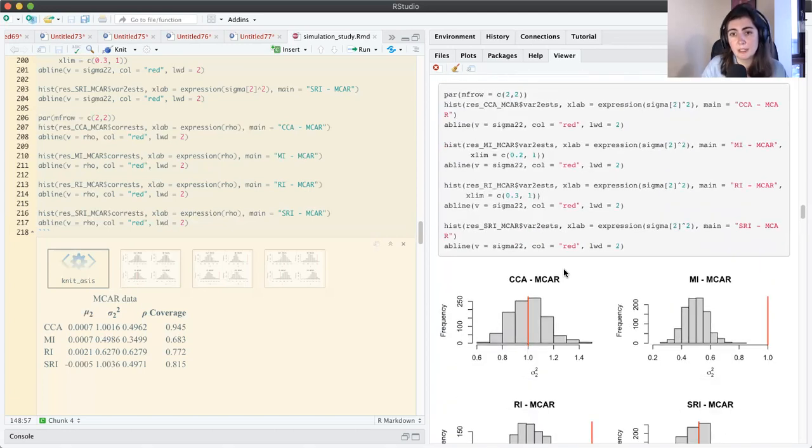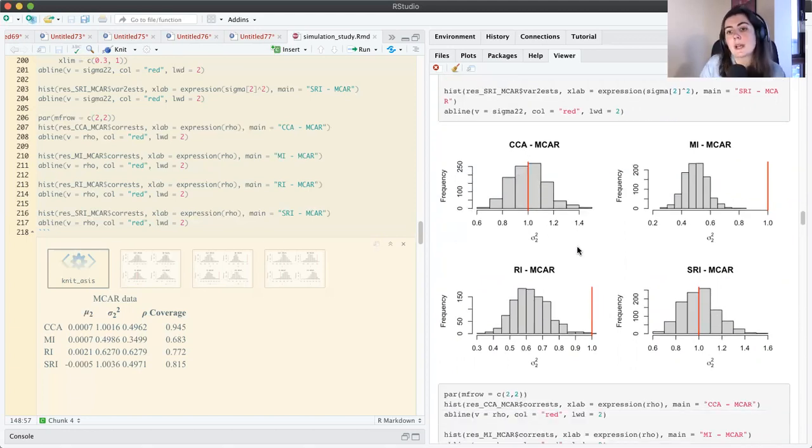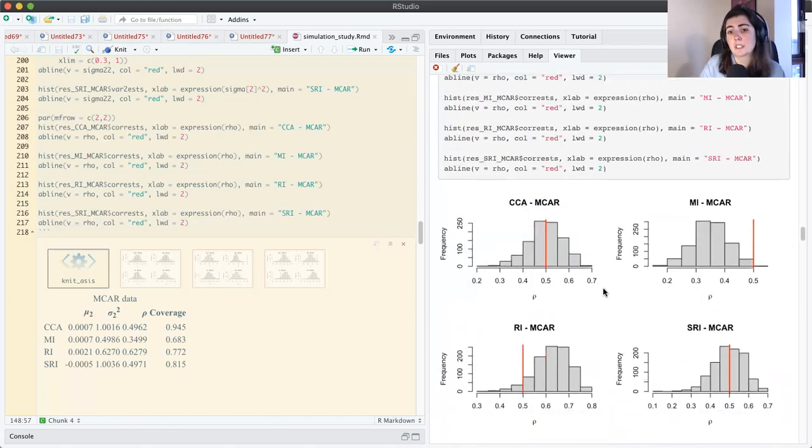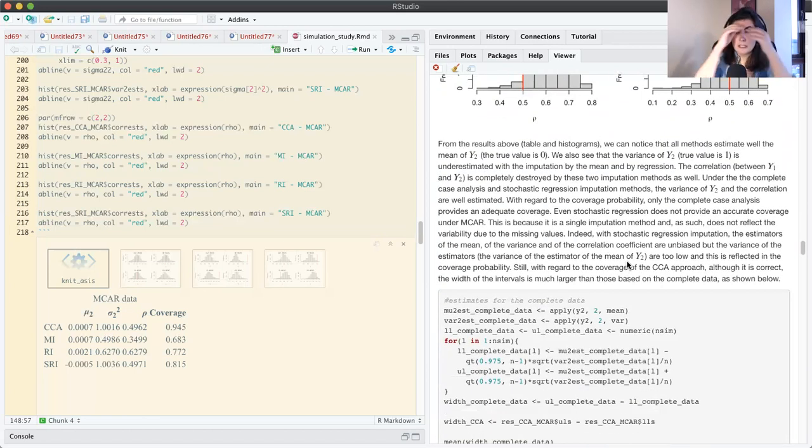And this is the same, but for the variance, we see that mean imputation does not even come close. Regression imputation is slightly better, but still bad. And stochastic regression imputation and complete case analysis, it's okay. And then for the correlations, the same. And okay, now let's look for a moment at complete case analysis, right?